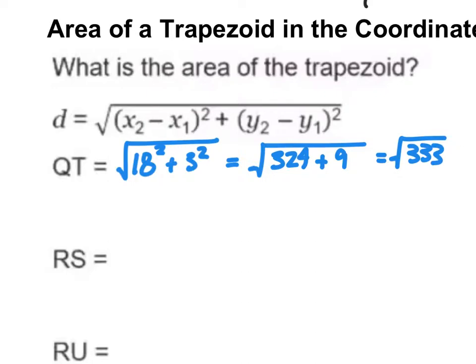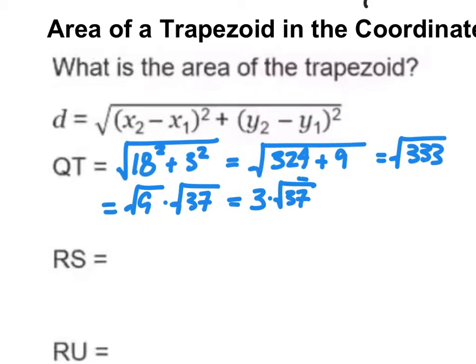Simplifying that, let's see what perfect squares go into 333. I know I could split this up into the square root of 9 times the square root of 37. This would really simplify down to the value of 3 times the square root of 37. We'll get a decimal approximation here in a bit. So we have that value.